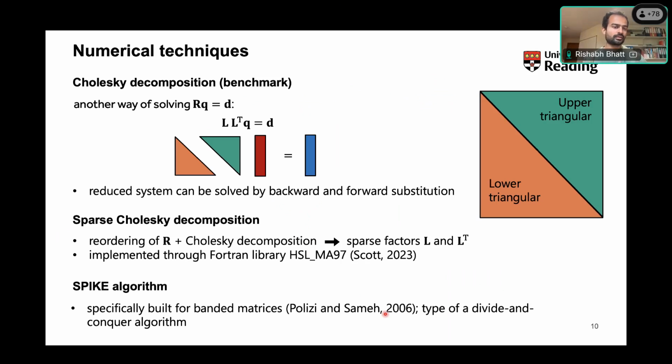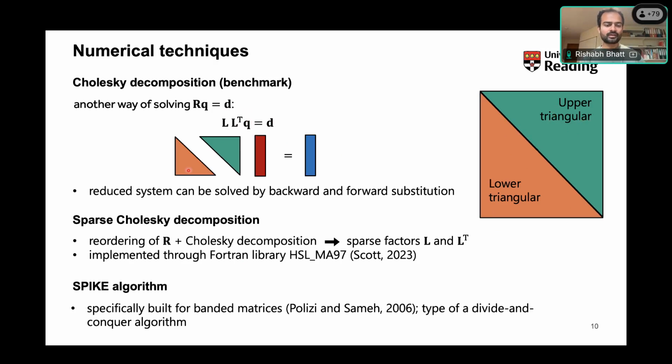And what kind of techniques did we use? So as I discussed initially in my slides, there's one widely used called Cholesky decomposition, which would be a benchmark for us. So instead of solving this Rz equals D, you would try to factorize R in terms of a lower triangular matrix. By lower triangular, I mean a matrix which has only elements below the diagonal terms, and the upper terms are zero, and same for the upper triangle. For an upper triangular matrix, all the entries below the diagonal are zero. So you try to get the factorization of that form, so L transpose times Q equals D.